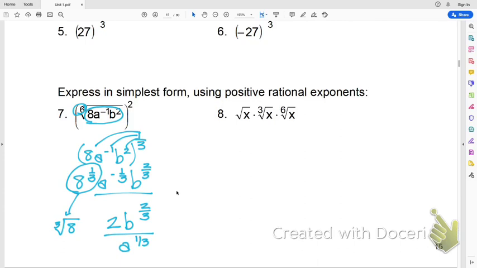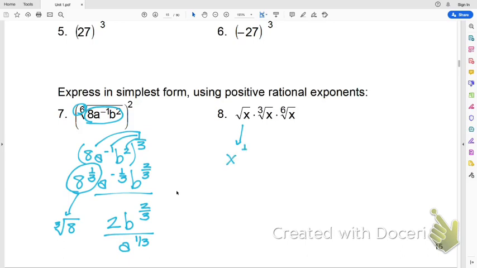Okay. I think I have like 2 more questions. 8. Let's take all of these back into exponent form. Okay, we don't know how to multiply different roots of x, but we do know how to multiply x's with exponents. So the first one, this is a square root. How can I write that as an exponent?